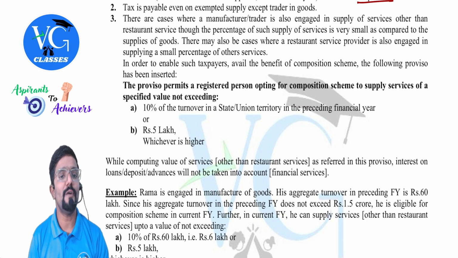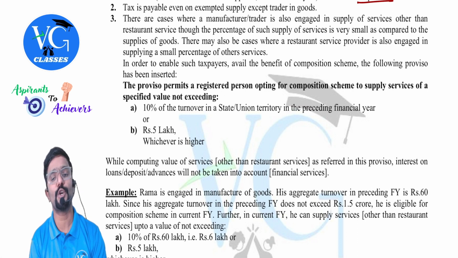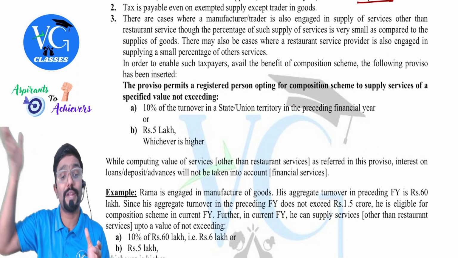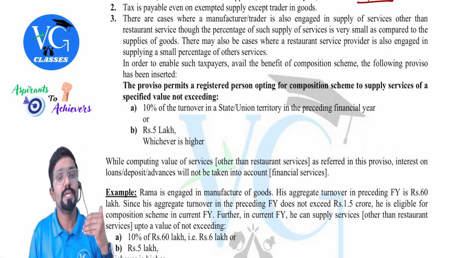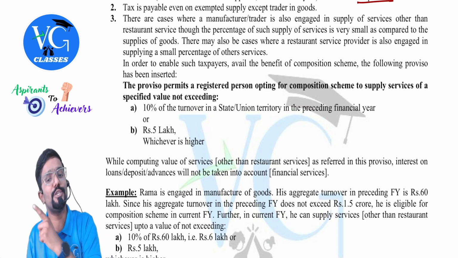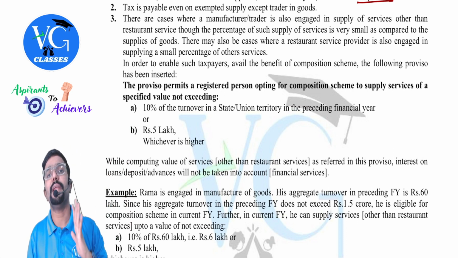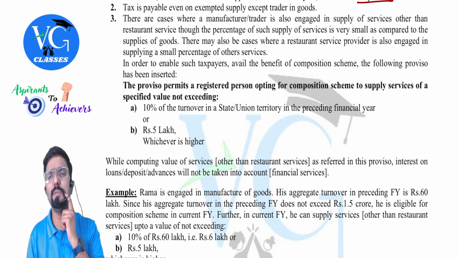What is it? The proviso permits a registered person opting for composition scheme to supply services of a specified value not exceeding, means from that marginal service your turnover cannot exceed this much. How much is that, sir? 10% of the turnover in the state or union territory in the preceding financial year, or 5 lakh, whichever is higher, means minimum 5 lakh.